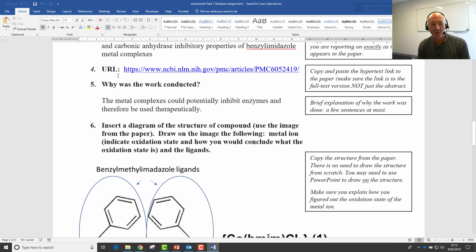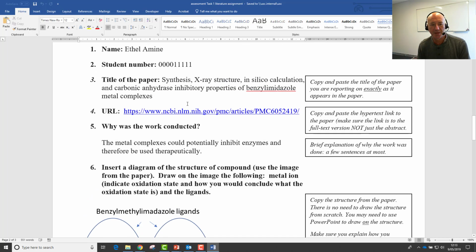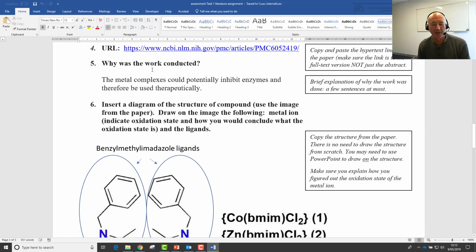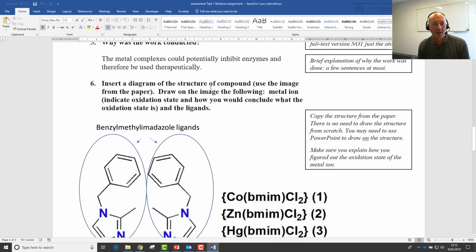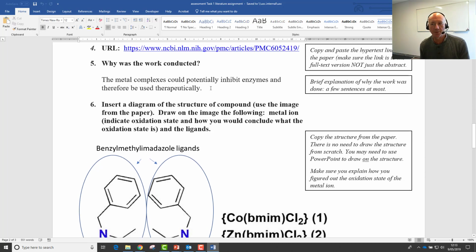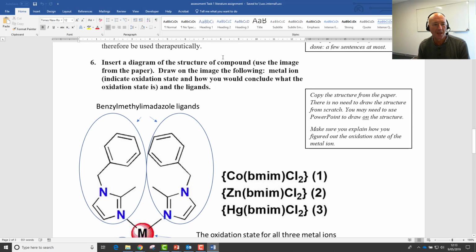So really the first question that you've got to fill out is this one here. All the rest is basically all the preliminary stuff that we need. And so the question is, why was the work conducted? And all I'm after, as I say here, is a brief explanation. In this case, just one sentence is sufficient, right? This is more an exercise about trying to get your head around what these coordination complexes look like and how they're put together.